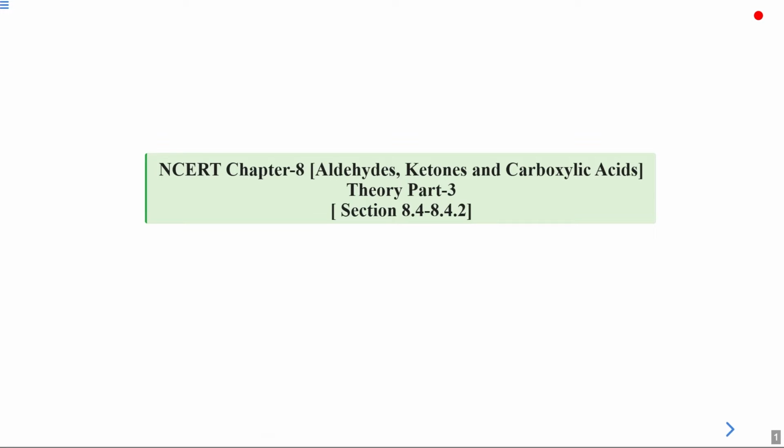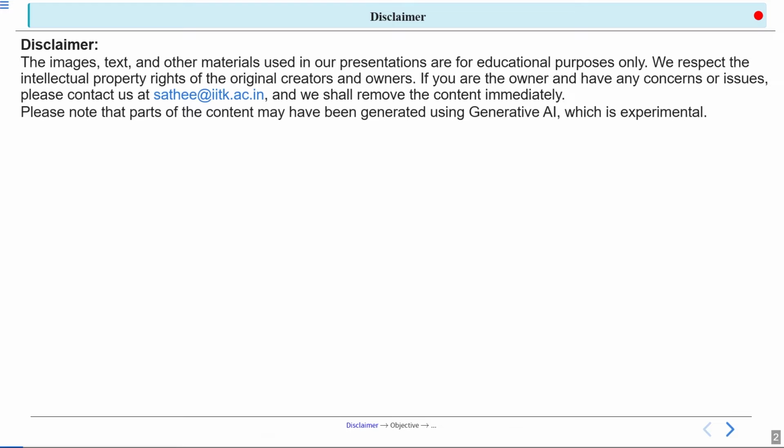Hello students. So let's continue with the NCERT chapter 8, which is aldehydes, ketones and carboxylic acids. So today is the theory part 3. The sections which we will cover today are from 8.4 to 8.4.2. This is the disclaimer.